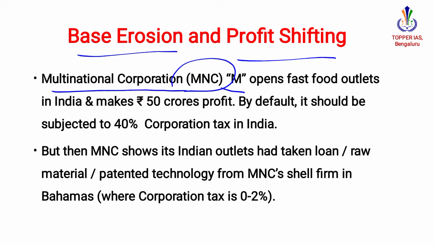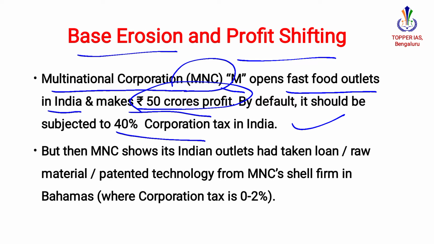This MNC opens fast food outlets in India. It makes a profit of 50 crore in India, and if it makes a profit of 50 crore in India, it should pay 40% corporation tax in India. 40% of 50 crore should be paid as corporation tax in India.